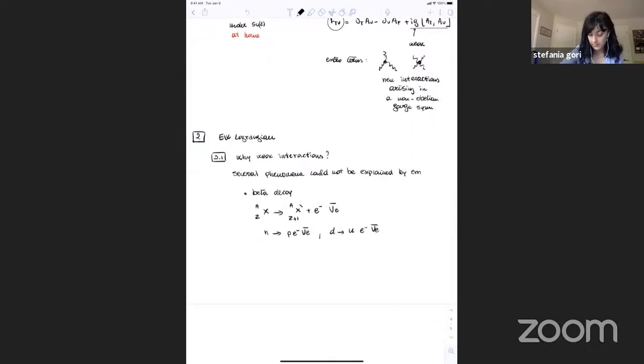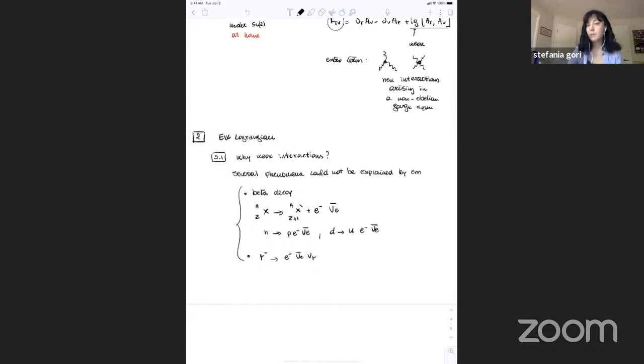And then the second example that is quite important is actually muon decay. We knew that muons were decaying, and we have this decay mode into an electron and two neutrinos. I mean, an antineutrino and the neutrino for the muon. Okay.